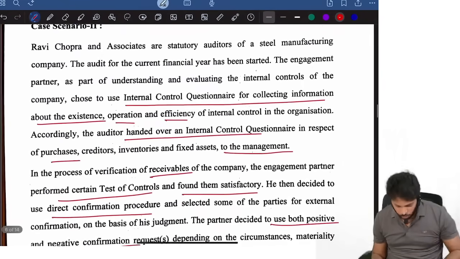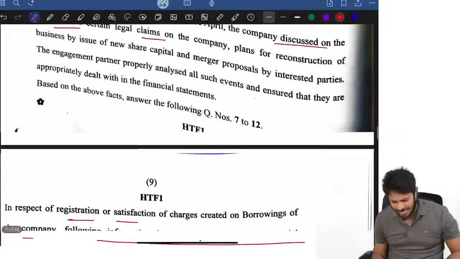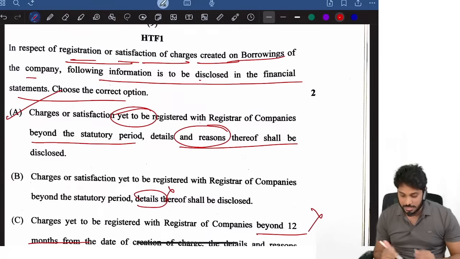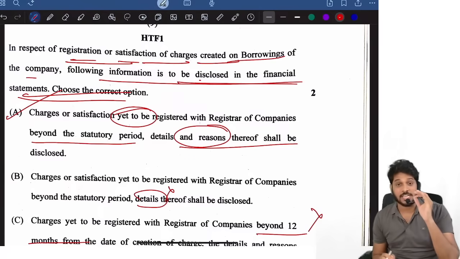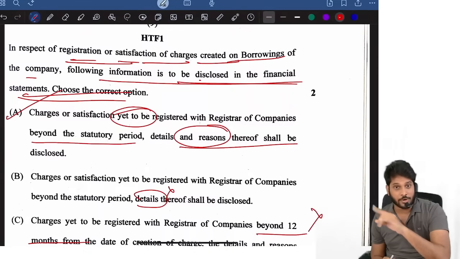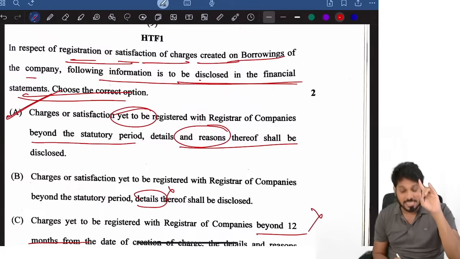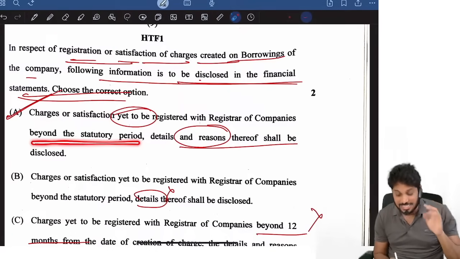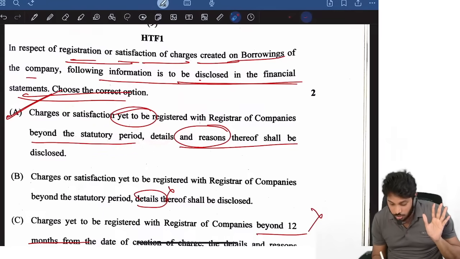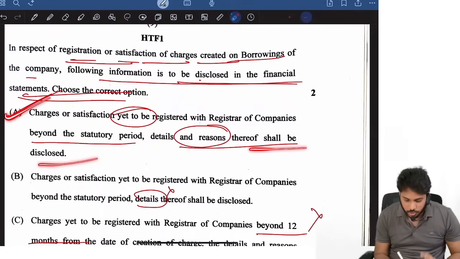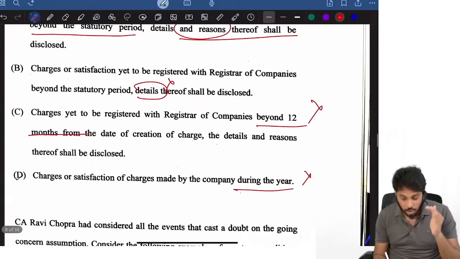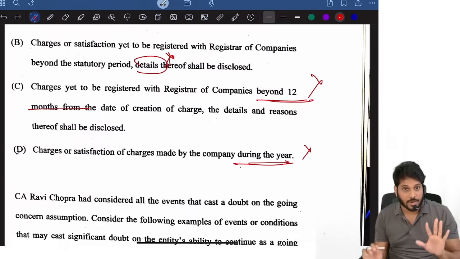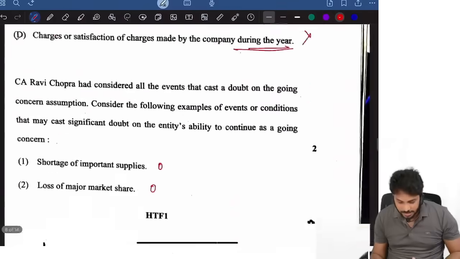Next, case scenario 2. Here, directly I'll go to the answers. In respect of registration or satisfaction of charge created on borrowings, the following information is to be disclosed. This is additional regulatory information under borrowings. If you open borrowings, below that is the additional regulatory information. The answer is A. Charges or satisfaction yet to be registered beyond the statutory period, details have to be shown, and reasons why it was not filed also have to be shown. In the second question, the second option is wrong because they only spoke of details. Third option, they said 12 months, there is no such logic. During the year, the point they said, this answer is not right. Therefore the answer is A.